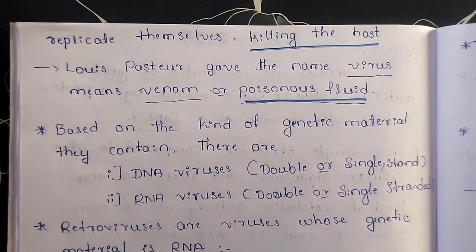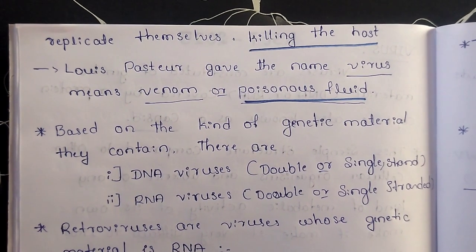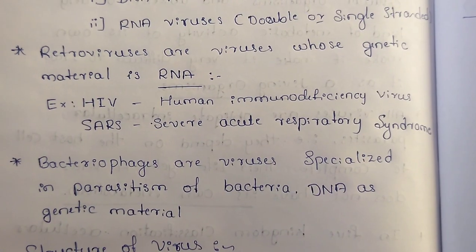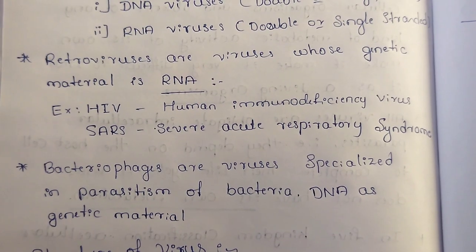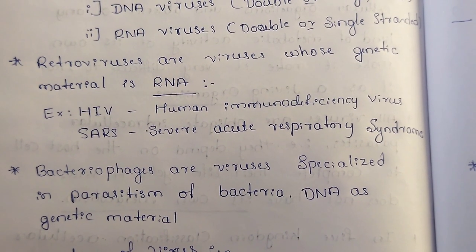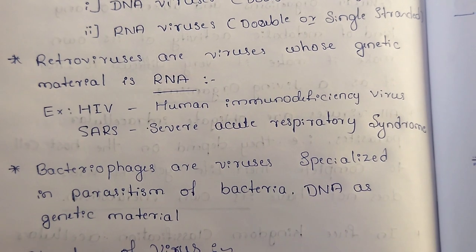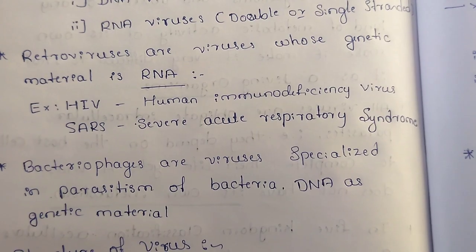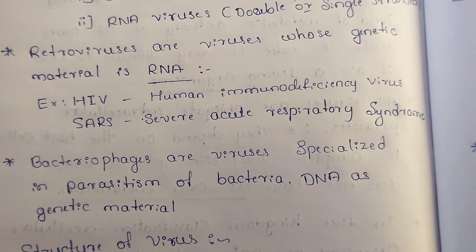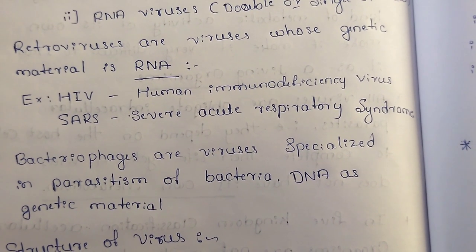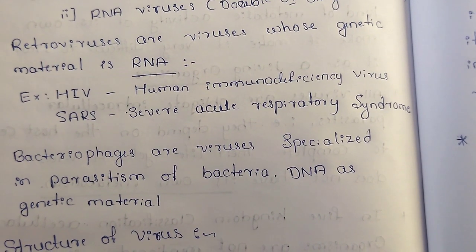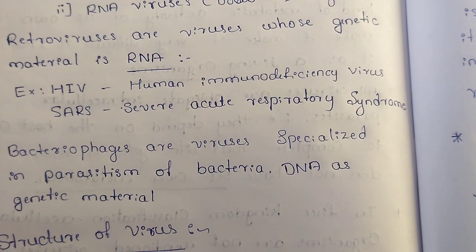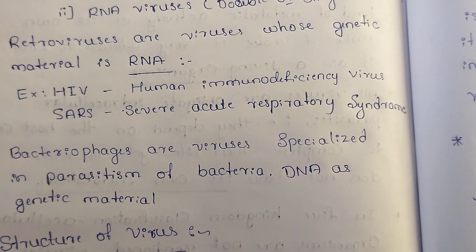Based on the kind of genetic material, they contain two types, DNA viruses and RNA viruses. Retroviruses are viruses whose genetic material is RNA. For example, HIV, human immunodeficiency virus, and SARS, severe acute respiratory syndrome. And then bacteriophages are viruses specialized in parasitism of bacteria. These have DNA as a genetic material. These are DNA viruses.